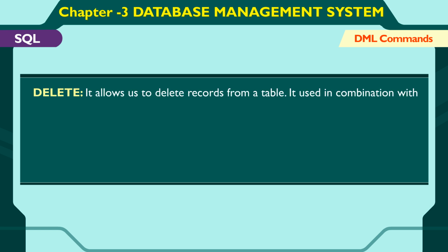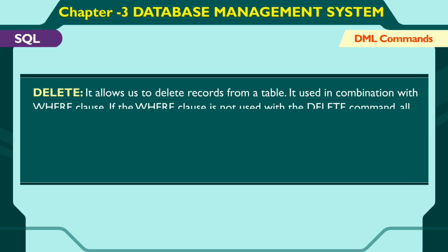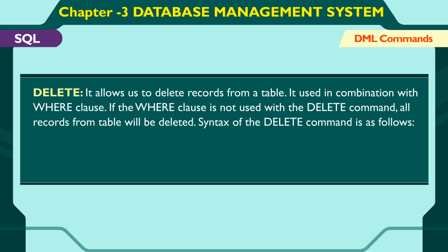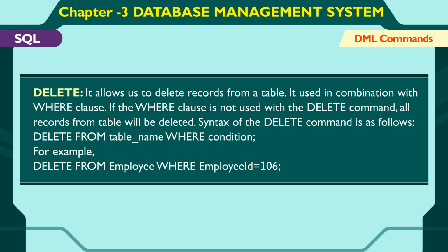Delete. It allows us to delete records from a table. It is used in combination with where clause. If the where clause is not used with the delete command, all records from table will be deleted. Syntax of the delete command is as follows. Delete from table underscore name where condition. For example, delete from employee where employee ID equal to 106.